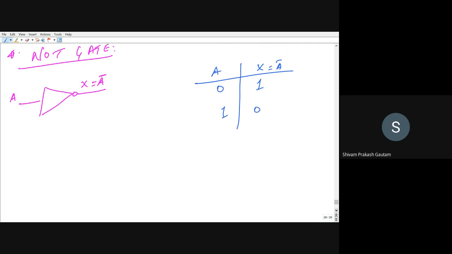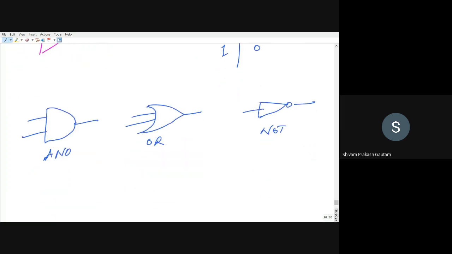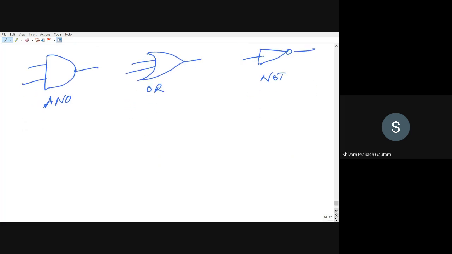For reference, I am again drawing. This is how you can represent AND gate. This is how you can represent OR gate. And this is how you can represent NOT gate. This is AND, OR, and NOT. Okay. So these are the 3 basic gates as I've already told you. Now we will see some more gates. They are called universal gates.